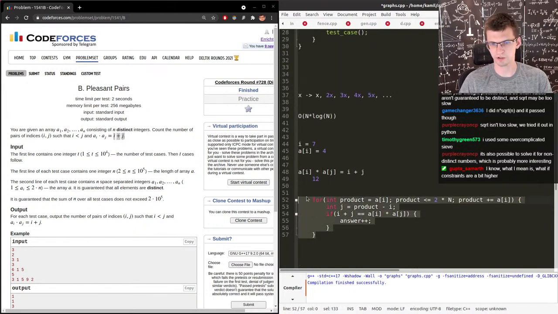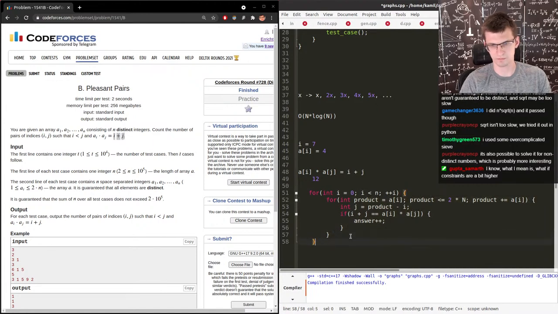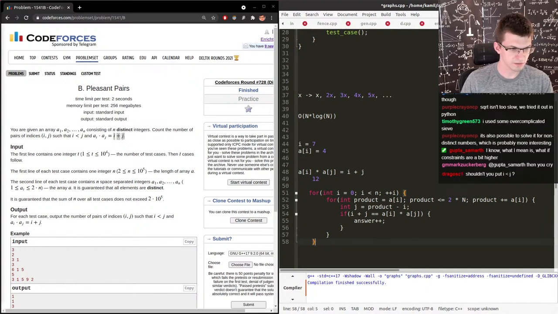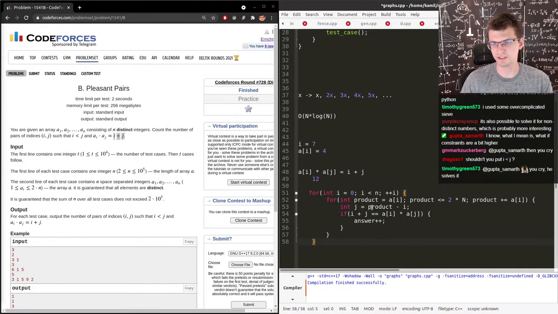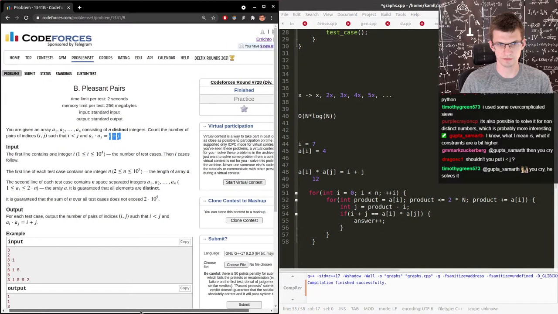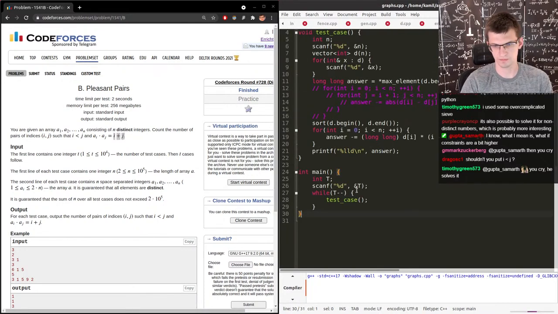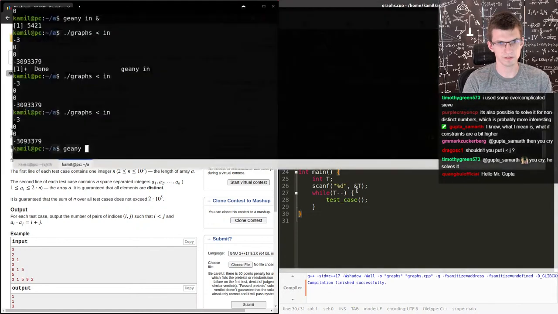For every i, we iterate over multiples of a_i. Done. Square root isn't too slow. We tried it in Python. Possible to solve for non-distinct numbers, which is probably more interesting. Okay. Shouldn't I put i minus j? Yeah, this is not complete for sure, because j might be invalid here. Well, let's make it into a full solution. This is pairs.